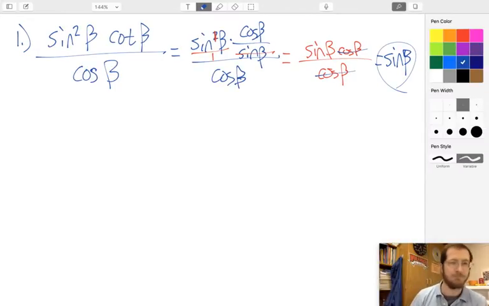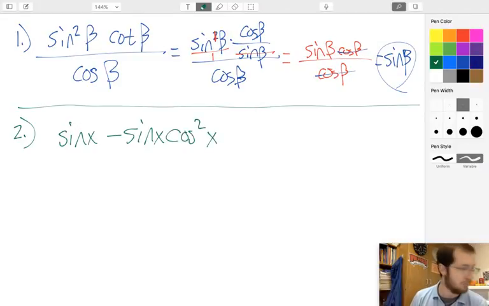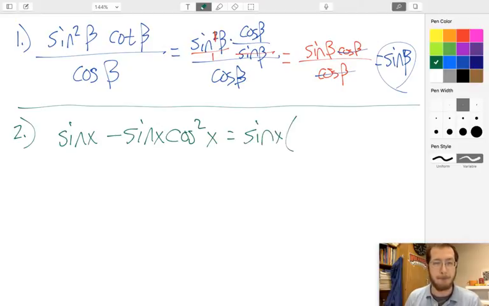All right, number 2. We have sine of x, take away sine of x, cosine squared of x. Same directions, we want to simplify. We've already got sines and cosines. I see a sine in both of these terms, so I'm going to go ahead and factor out a sine. Don't forget to put that 1 there as a placeholder for that first sine. And we have cosine squared left.